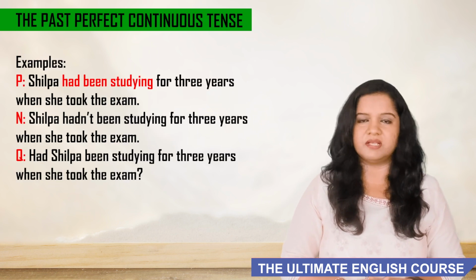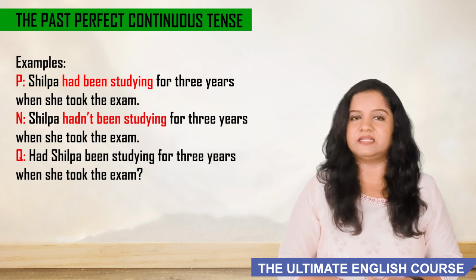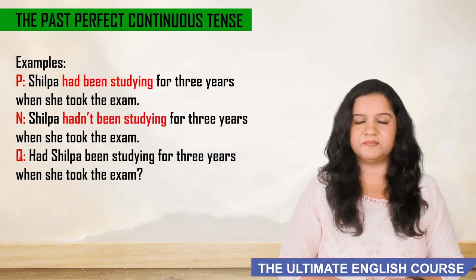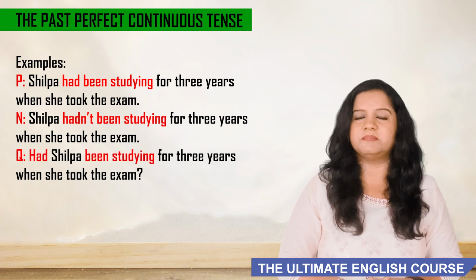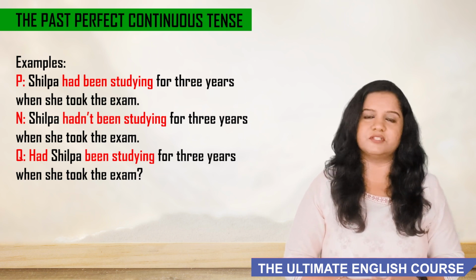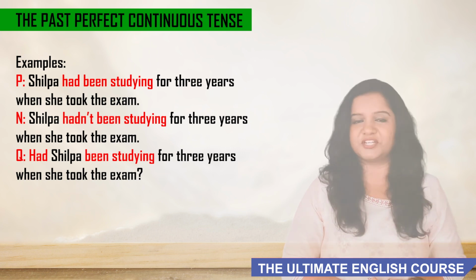Let's look at this example. Shilpa had been studying for 3 years when she took the exam. The negative sentence, Shilpa hadn't been studying for 3 years when she took the exam. And the question is, had Shilpa been studying for 3 years when she took the exam? So this is the form and usage of both the tenses. Now please pause the video and try this exercise to check your understanding.